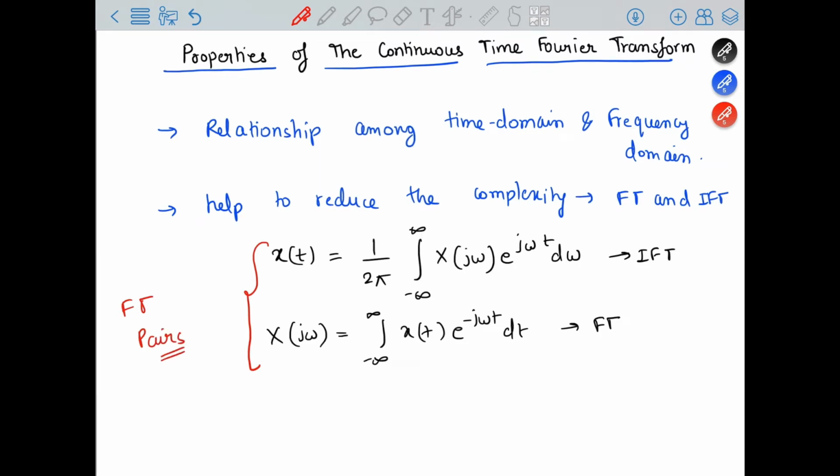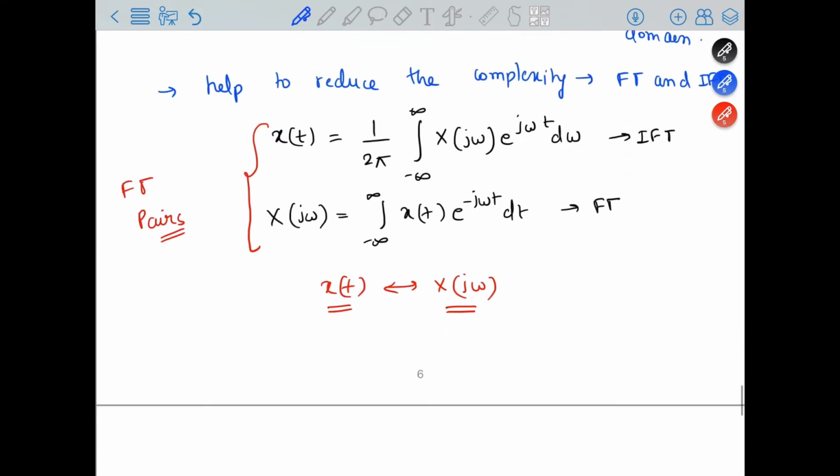So in a nutshell we can say that x(t) is a signal whose Fourier transform can be represented as X of j omega, and similarly if X of j omega is the Fourier transform representation, x(t) is the inverse Fourier transform of X of j omega. We will use this convention very frequently, so that's why I am explaining it in short. So let's start to discuss the first property.